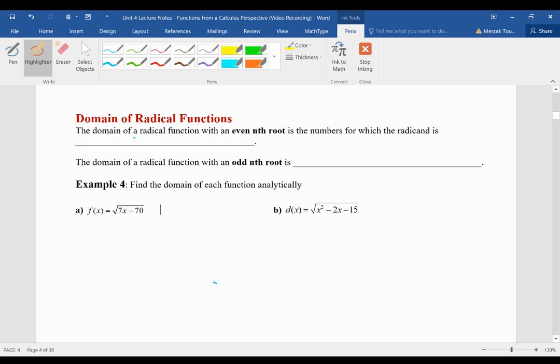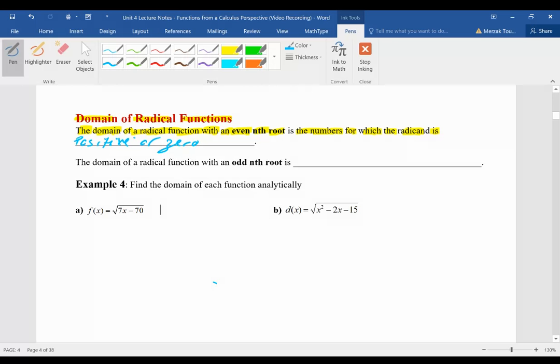Hi, this presentation is on domain of radical functions. The domain of a radical function with an even nth root is the numbers for which the radicand is positive or zero.